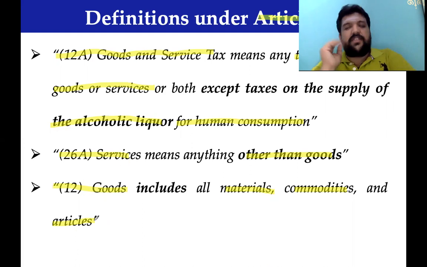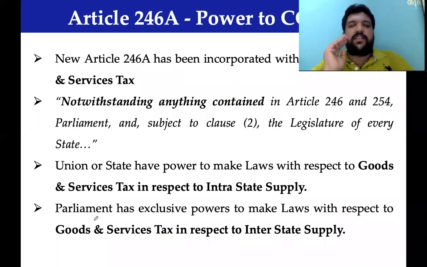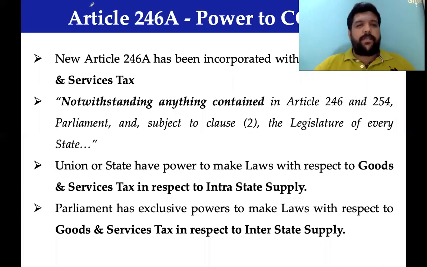to some of these definitions, just be aware of these definitions from a constitutional perspective. Getting into the constitutional understanding, Article 246A. Article 246A gives powers to the central government and to the state government, that both the governments will have power to tax any transaction if it is going to be an intra-state supply.